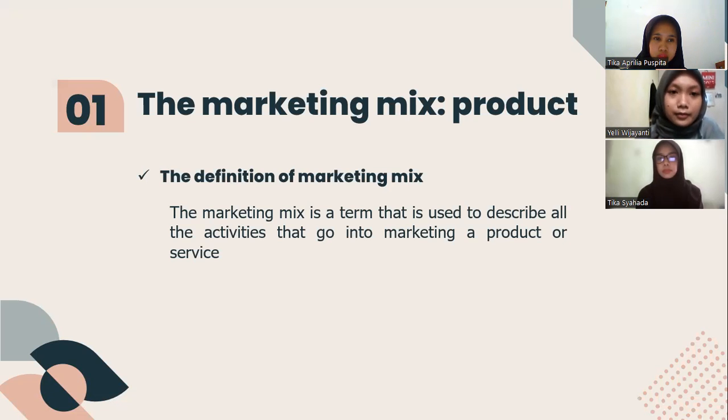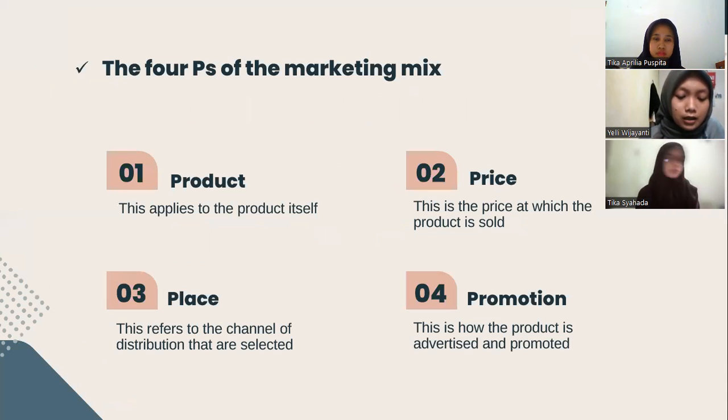Next, there are the 4Ps of the marketing mix. That is, the first one is product, the second one is price, then place, and the last one is promotion. But here, the group only focuses on the product and price. Okay, next.